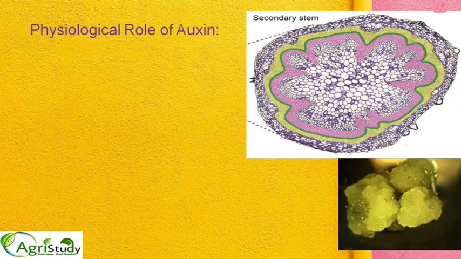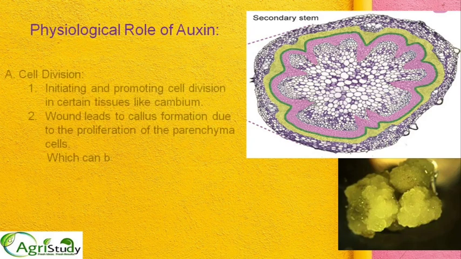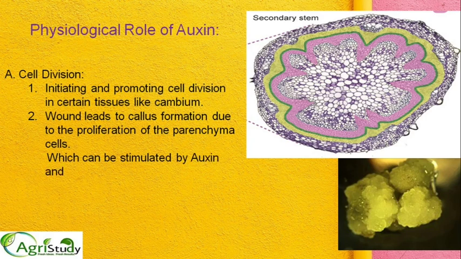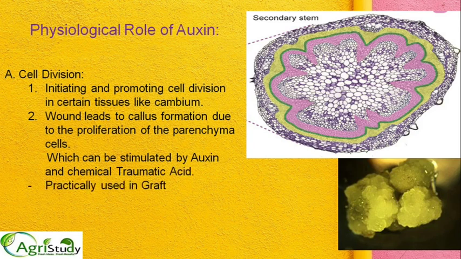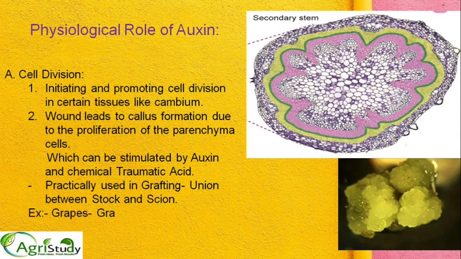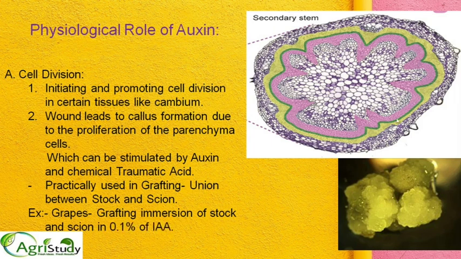Next, what are the physiological roles? There are many roles that auxin plays in many plants. Cell division: initiating and promoting cell division in certain tissues like cambium. See, in this image, I have tried to show you the green color here, which is cambium tissue. This is a cambium tissue, friends. This is normally there in the trees.